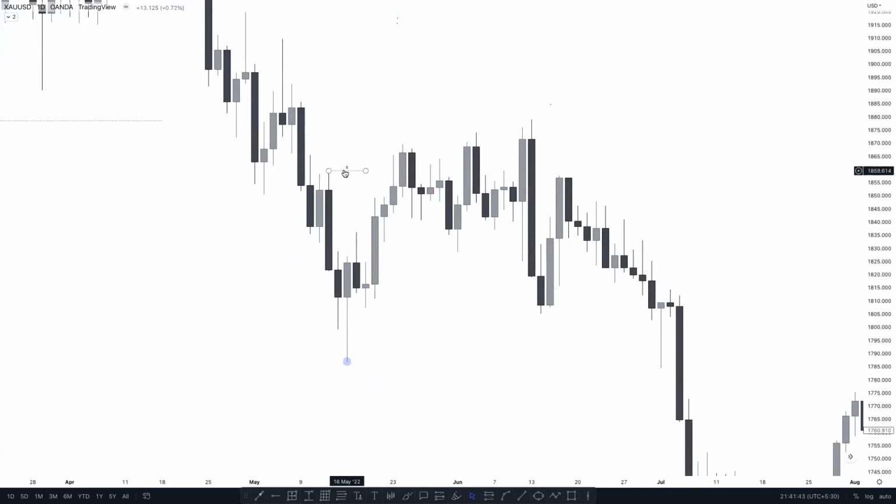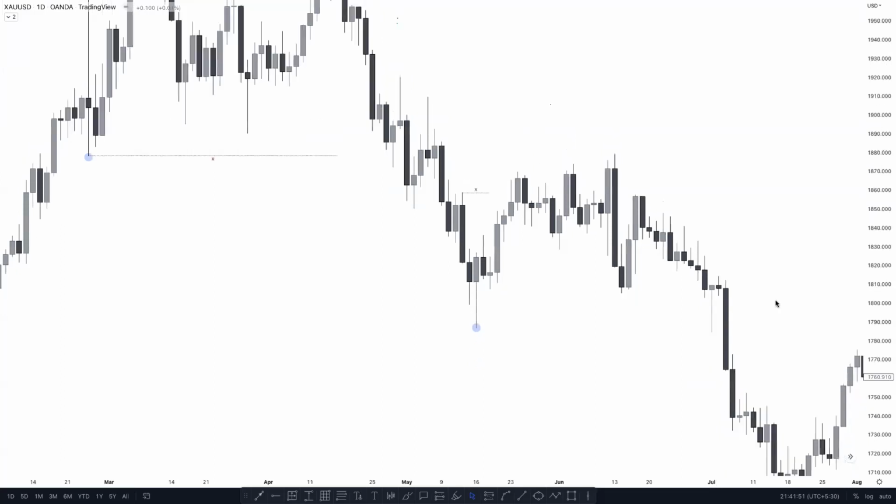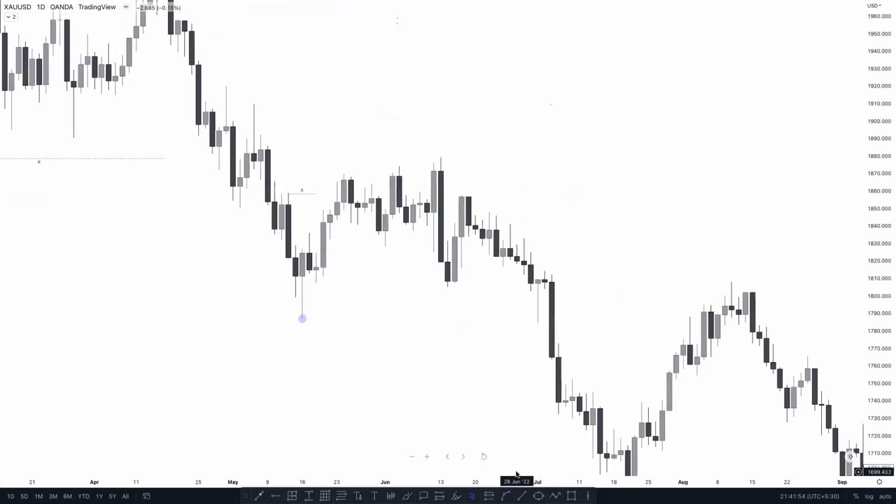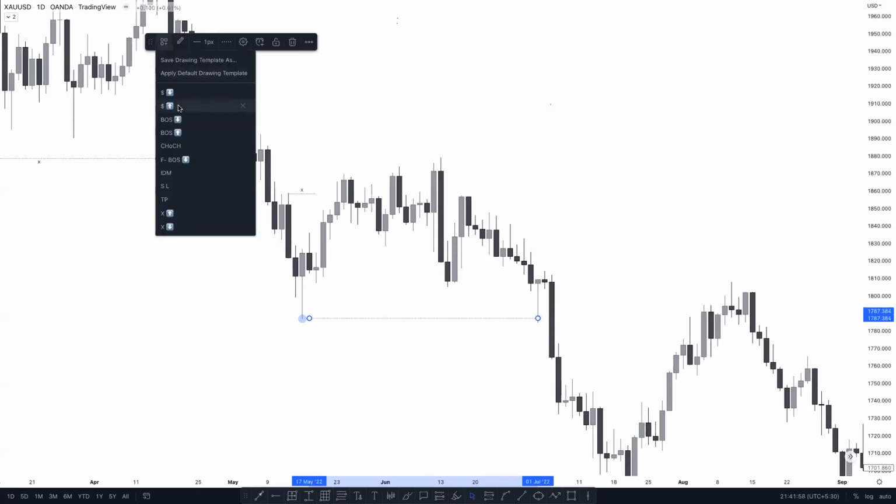Because this candle high is taken out by this move, right? So this is our pullback. Market goes higher, takes out the inducement, and then we can confirm this is a lower low. And after that, what happens here? Market breaks the structure into the downside.